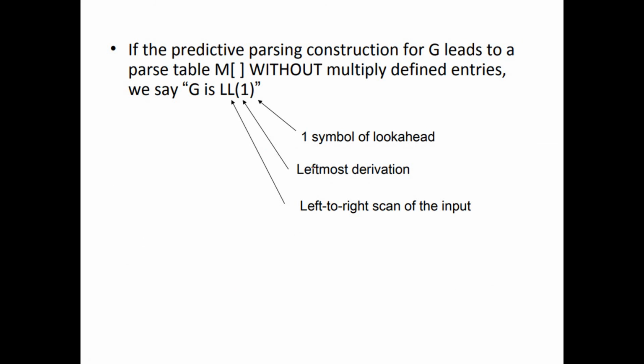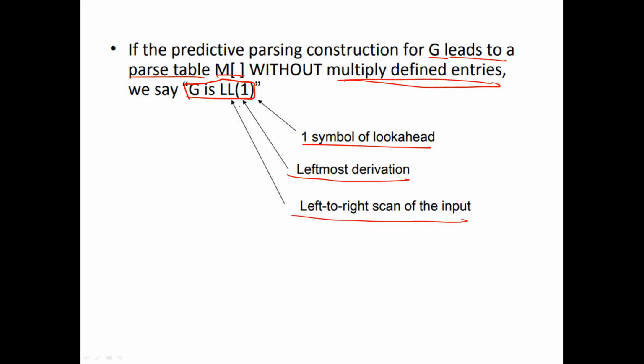That nesting can be avoided here. So if the predictive parsing construction for G, meaning the grammar, leads to the parse table M without multiply defined entries, then we can say that G is LL(1). LL(1) means left-to-right scan of the input, leftmost derivation, and 1 symbol of lookahead, meaning going forward.